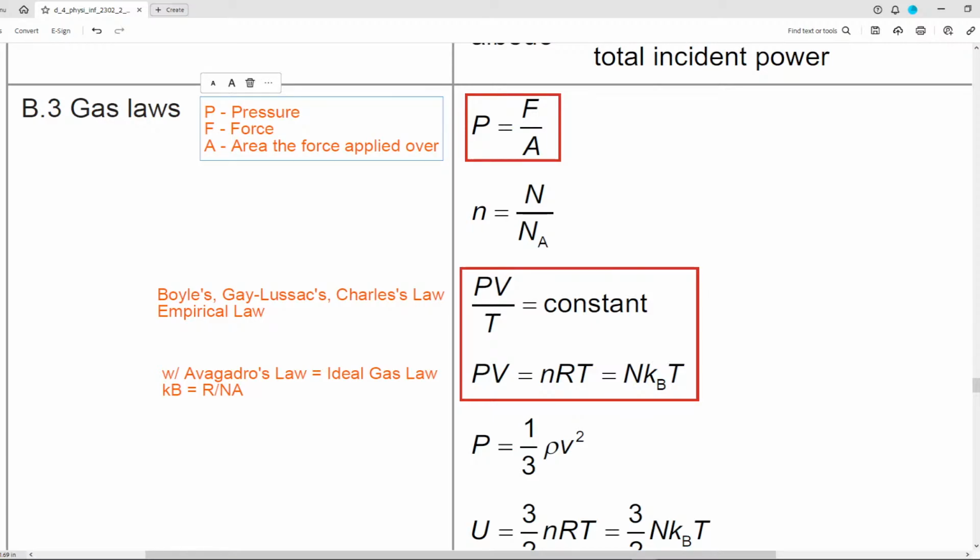The second one is, once again, classic. This is not even a formula. This is just a definition once again. Both of the first two are definitions. This is the definition of a mole.